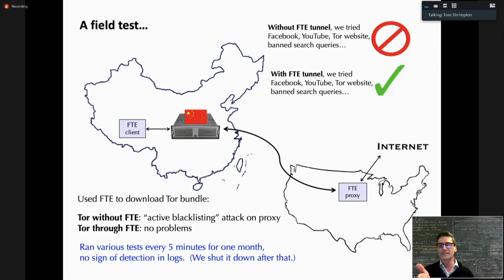Now, I don't want to make too big a deal out of this, because this is kind of a needle in a haystack sort of thing. If the Chinese censorship infrastructure didn't know to look for FTE, then that might be one reason why it wasn't flagged. But this was successful enough that FTE actually became part of the Tor browser bundle for a time. I think it might have been deprecated now in favor of something else that had a higher throughput, but it was actually part of the Tor browser bundle at one point.